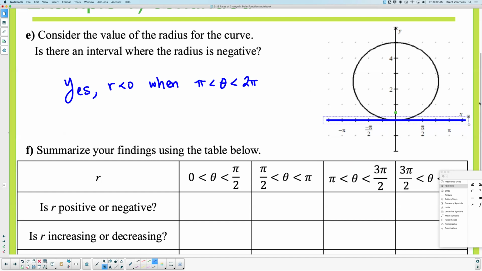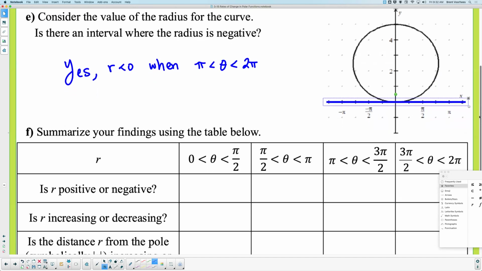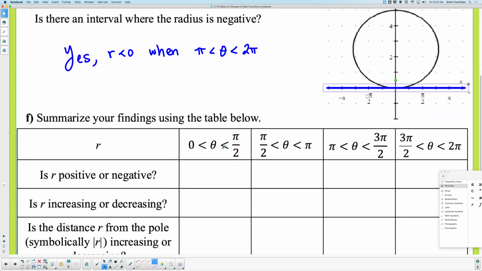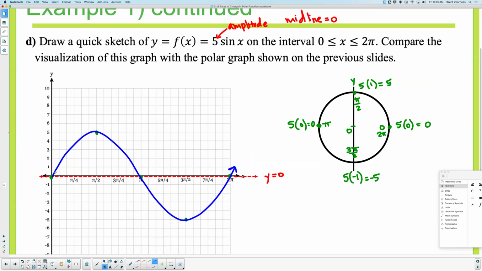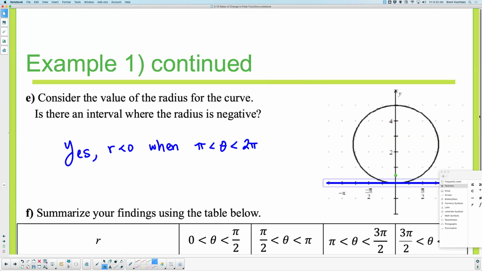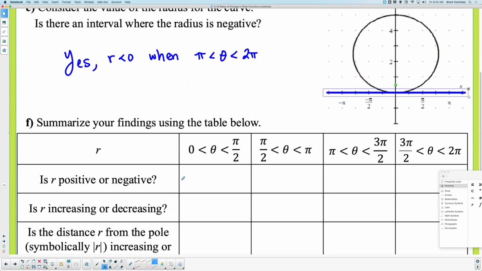So let's summarize all the things we found here. From 0 to pi over 2, and if it helps you, cheat and look at this graph. From 0 to pi over 2, is our graph positive or negative? It's positive. Go ahead and fill that in here. Our graph is positive from 0 to pi over 2.